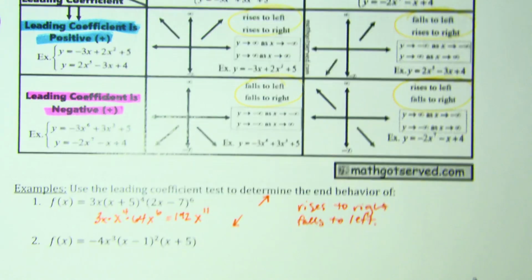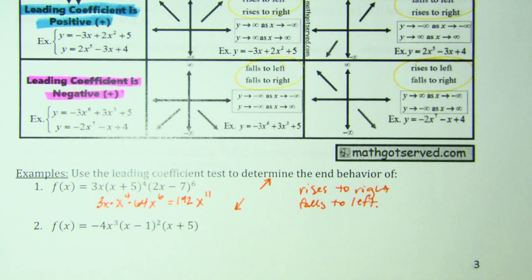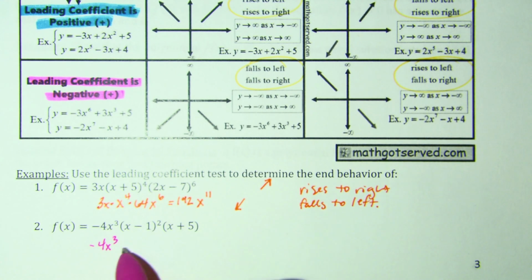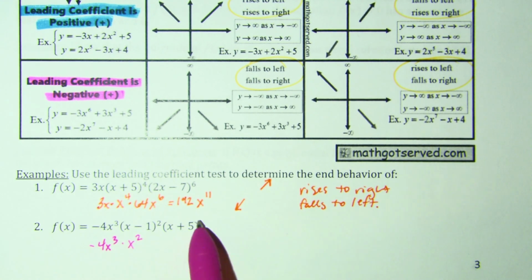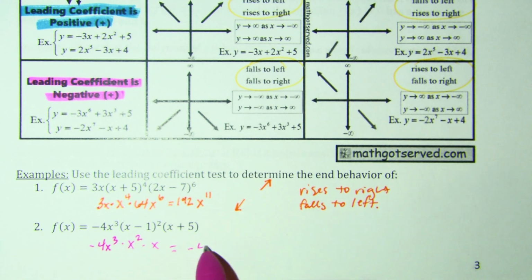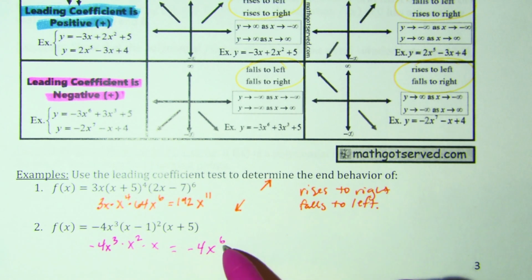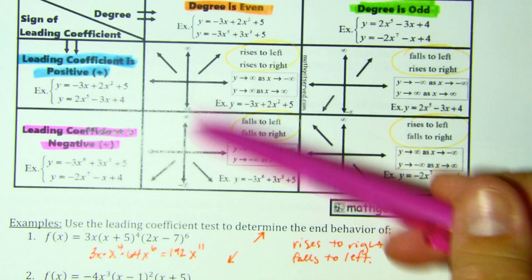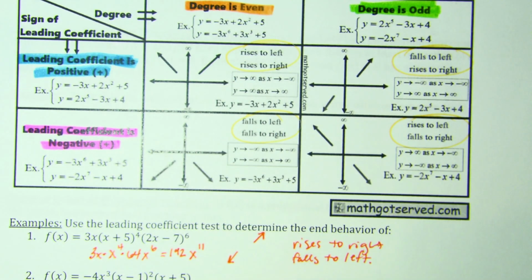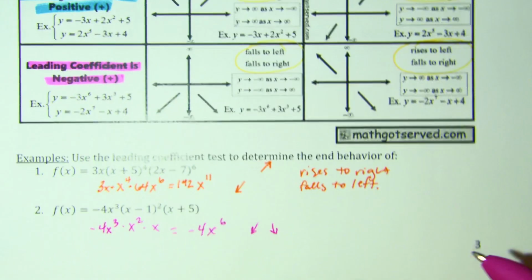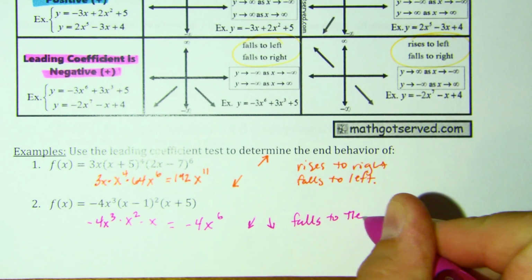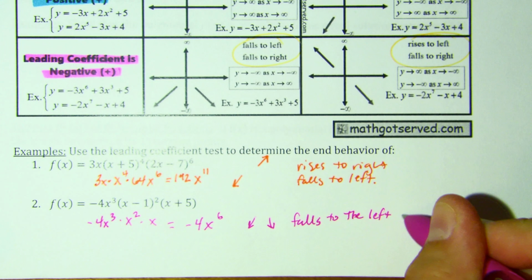Okay. The next one, we have negative 4x cubed. And from here, x minus 1 squared, the largest term would be x squared. From here, this isn't raised to anything, it would just be x. So x cubed, x squared, and x gives me negative 4x to the 6th power. That is an even degree, so it's going to be one of these two scenarios. And the leading coefficient is negative, so that means both ending arrows are going down. So the way we could write that in words would be it falls to the left and right.